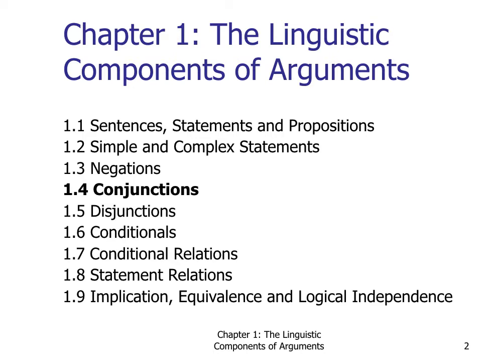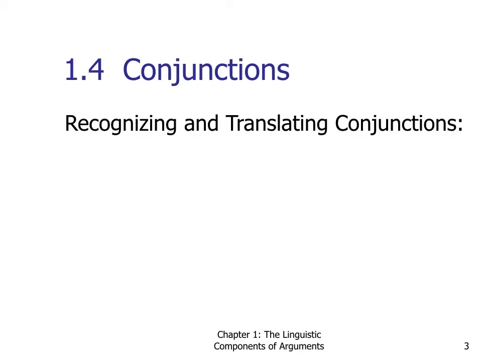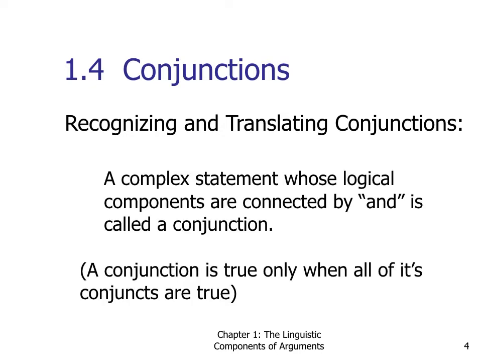And then we began reviewing these types of complex statements. We looked at negations in the last video. Now we're going to look at conjunctions. We are going to work at recognizing and translating conjunctions. A complex statement whose logical components are connected by and is called a conjunction. And then we have this little note just to plant a seed in your mind that a conjunction is true only when all of its conjuncts are true.